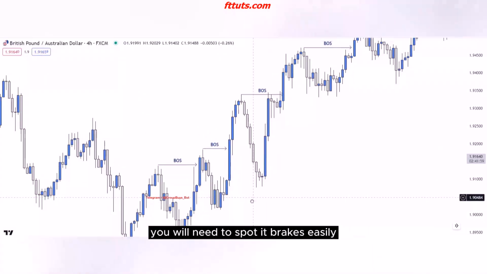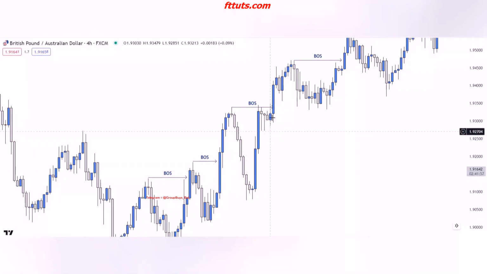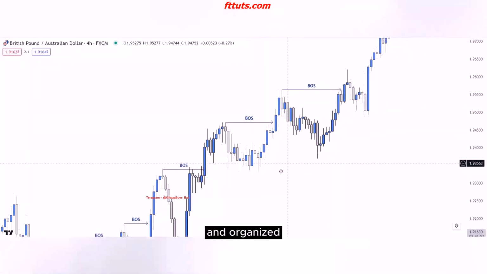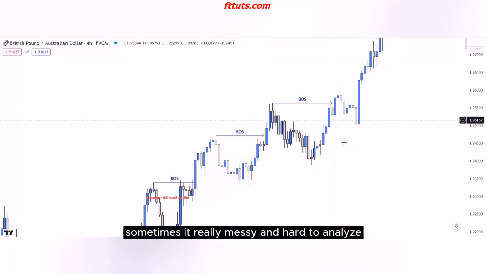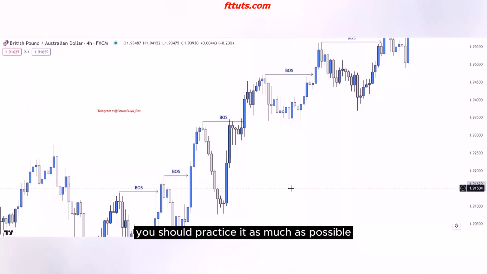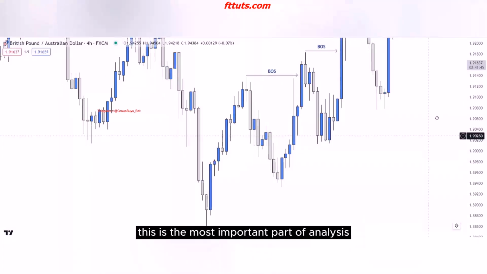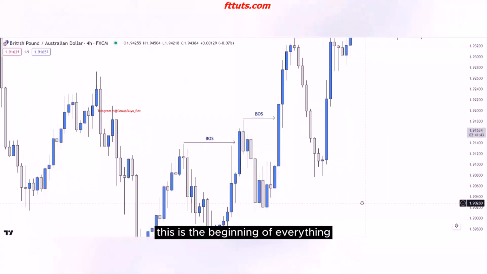You will need to spot these breaks easily. It sounds very easy, but the graph doesn't always look that clean and organized. Sometimes it's really messy and hard to analyze. You should practice it as much as possible. This is the most important part of analysis. This is the beginning of everything.